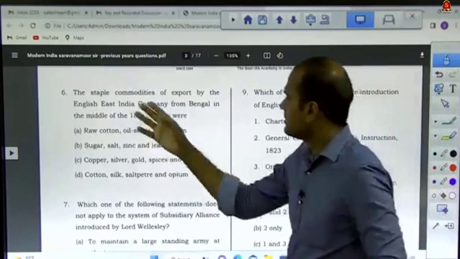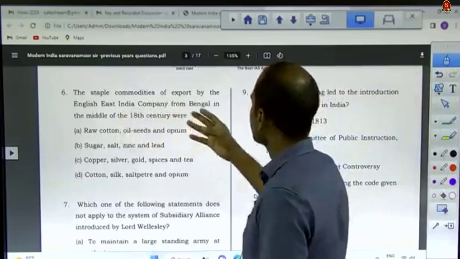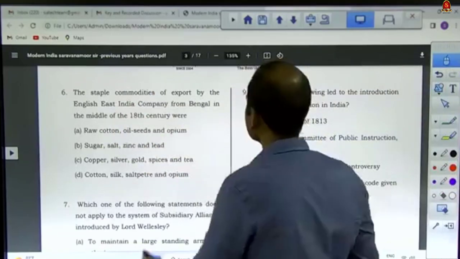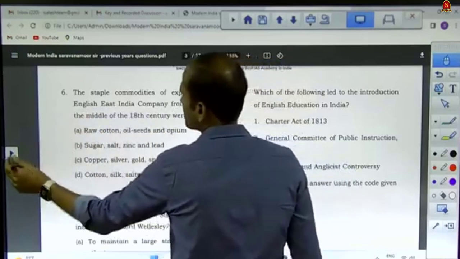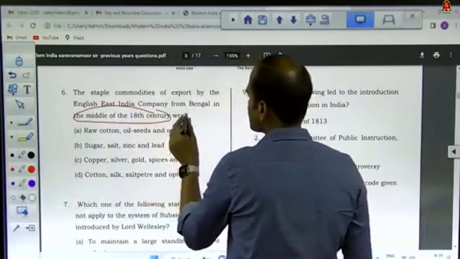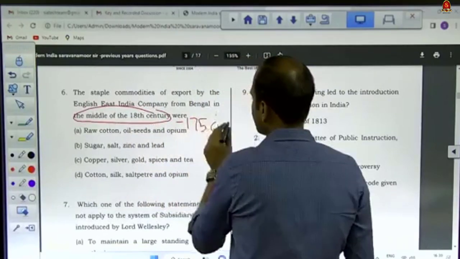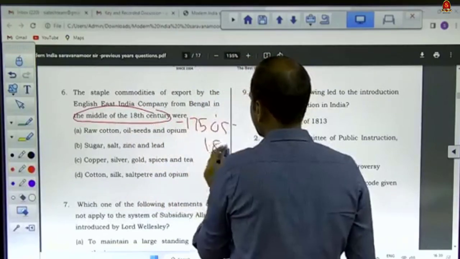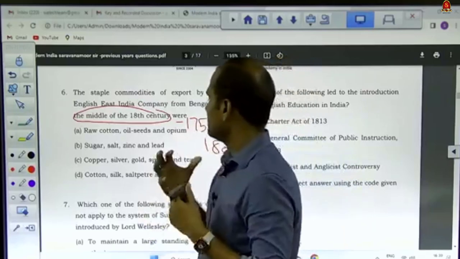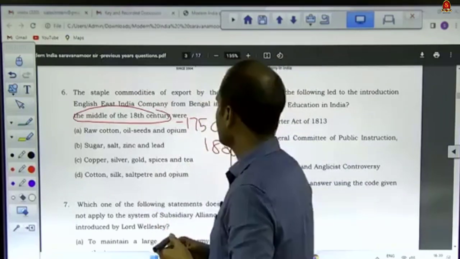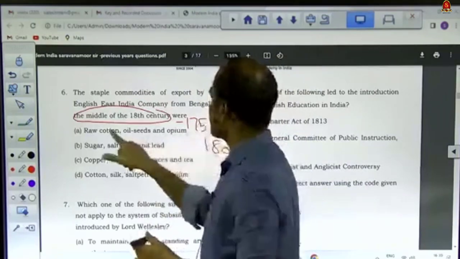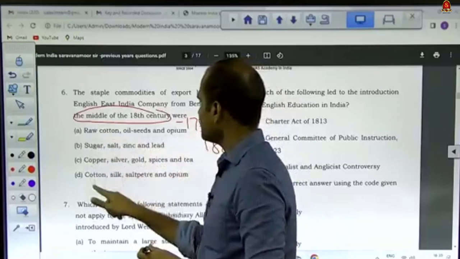Sixth, the staple commodities of export by the East India Company from Bengal in the middle of the 18th century. So please go through this in the case of history: the second half of the 18th century, the first half of the 19th century. It means 1750s to 1800s. So if you look at 1750, here the difference is raw cotton.